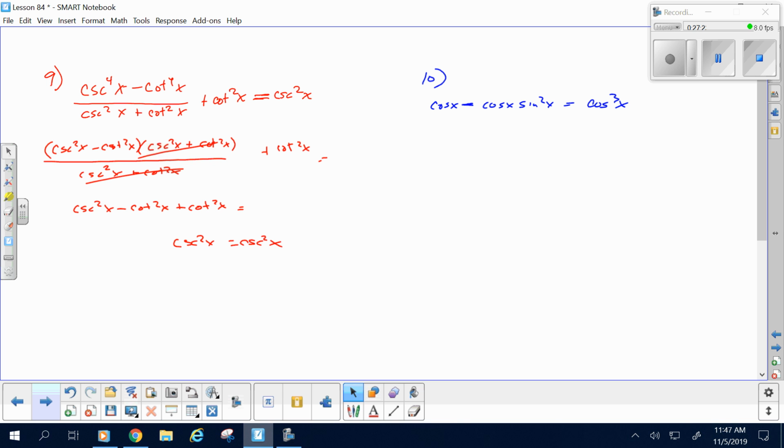What can you do to 10? Factor out a cosine. Do you have to factor? It's by far the easiest way. Oh my gosh, I didn't know this. I just changed sine squared. It's probably easier to factor first. Then you can do it in 2 steps. It's a lot less writing. What's 1 minus sine squared? Cosine squared.